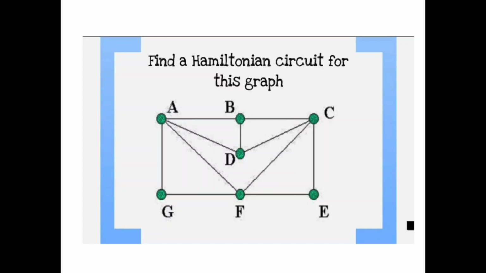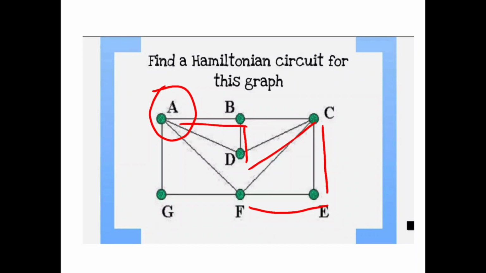The Hamilton path for this graph is: starting with A, then traverse to B, next traverse to D, next to C, next traverse to E, next F, next traverse to G, next reaching the starting vertex is a Hamilton path.